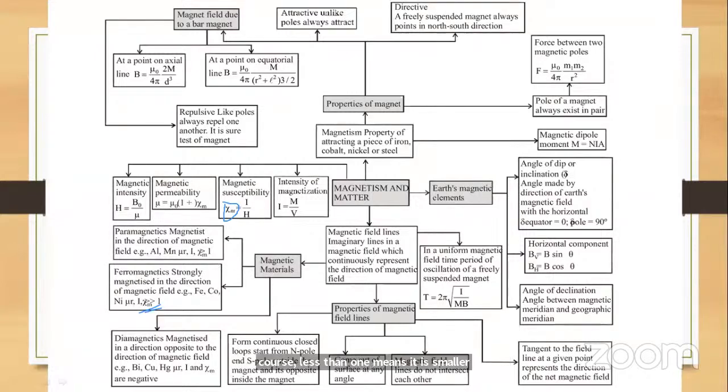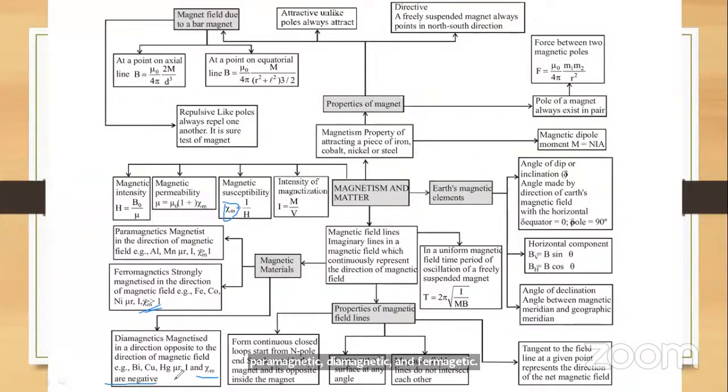So diamagnetic, you can look into that one also. Here you can observe that the diamagnetic value is less than 1, and it could also be a negative value. So a small negative value may exist for diamagnetic material. Remember, sometimes they may ask for examples of paramagnetic, diamagnetic, and ferromagnetic materials. You need to remember that.